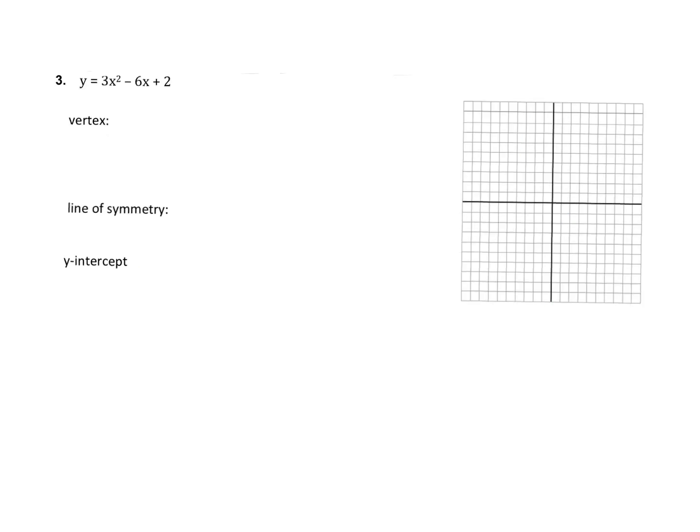All right, now I'd like for you to pause the video and first of all, find your A, B, C, find the vertex and line of symmetry, the y-intercept, and then graph it. And then we're going to come back together to see if we have graphed these the same way.